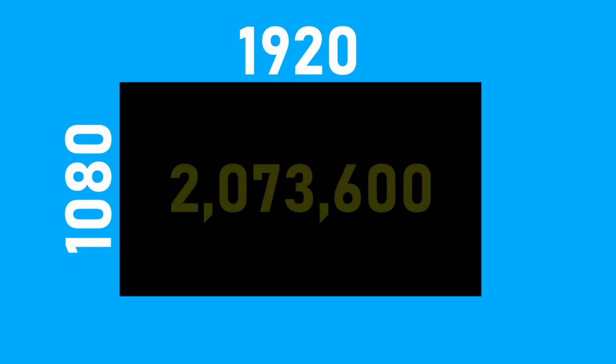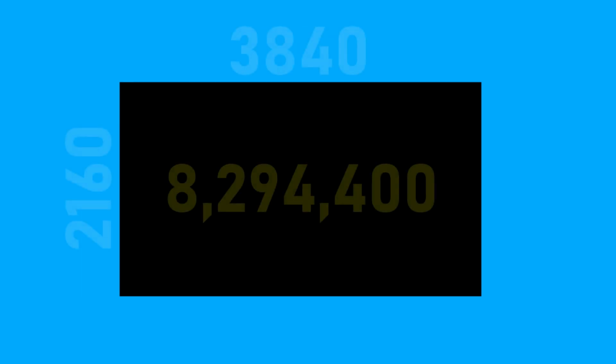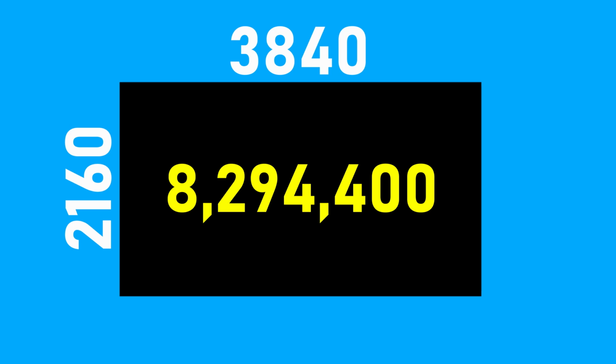Well, basically, if you multiply the horizontal pixels by the vertical pixels on a 1080p display, which in other words will be 1920 times 1080, you would get a very large number. Now, if you did the exact same thing to a 4K display, you would get an even larger number. These numbers represent the total amount of pixels on a given display. The more pixels a display has, the higher the resolution.